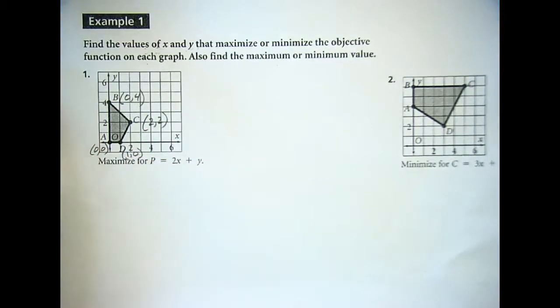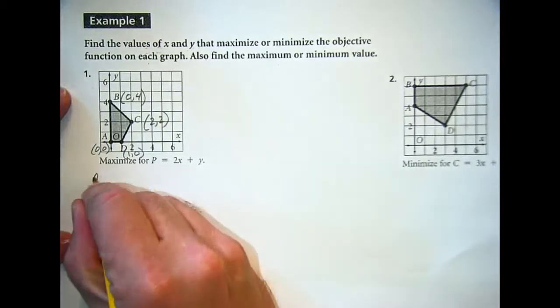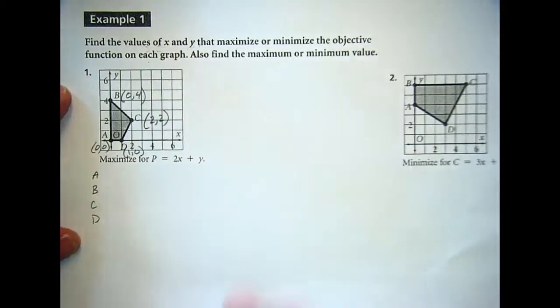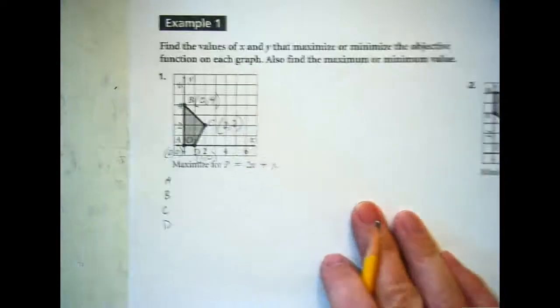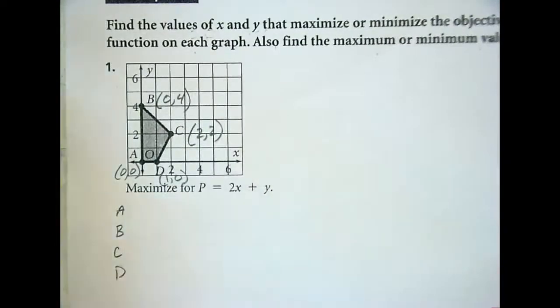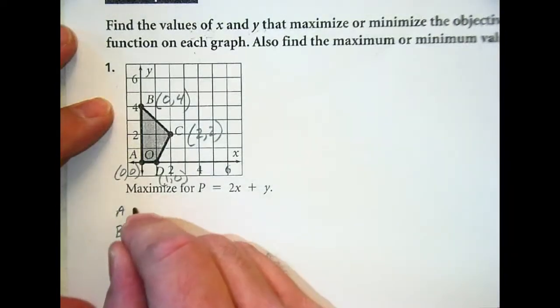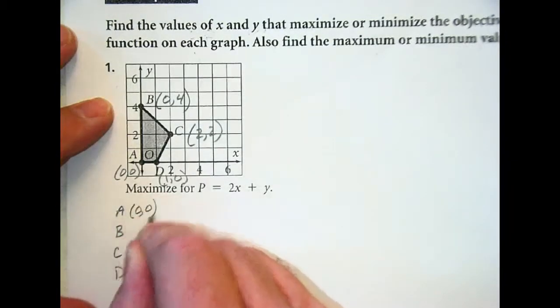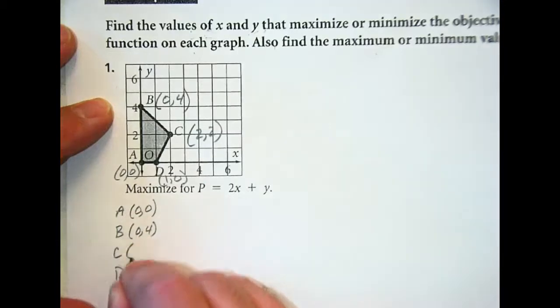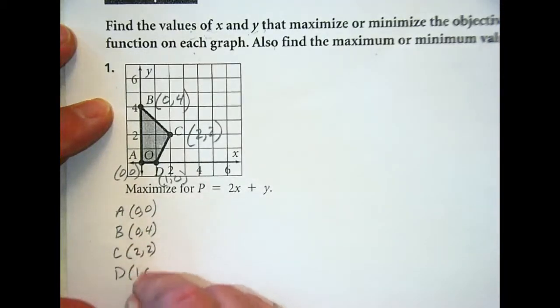All right. Okay, I'm assuming everyone can label those ordered pairs, but what I'm going to do is write those coordinates down here. Let's zoom in on that a bit. All right, I'm going to list my point A is at 0, 0. My point B, 0, 4. And C, 2, 2. And D, 1, 0.